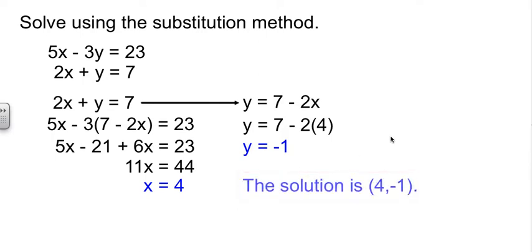And then finally we report what the solution is. Just like we did on the graphing, we have to name it as a point. So we need to say the solution is 4, -1. You're still finding a point, you're just not doing it graphically. You're doing it algebraically.